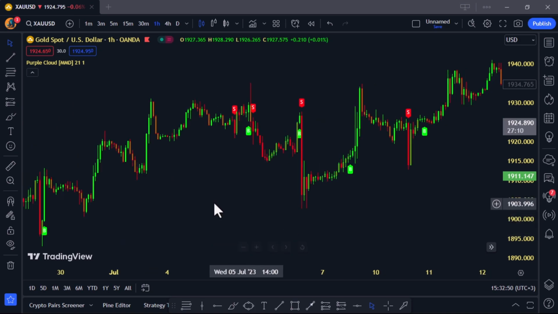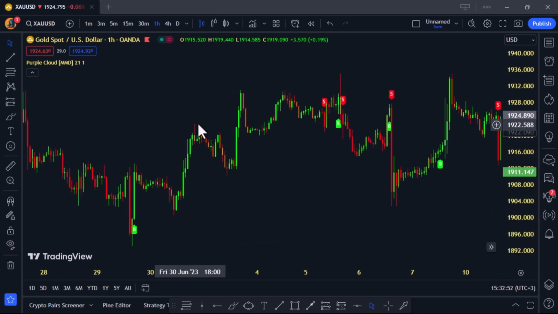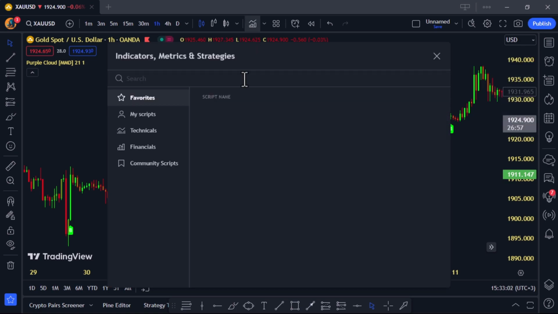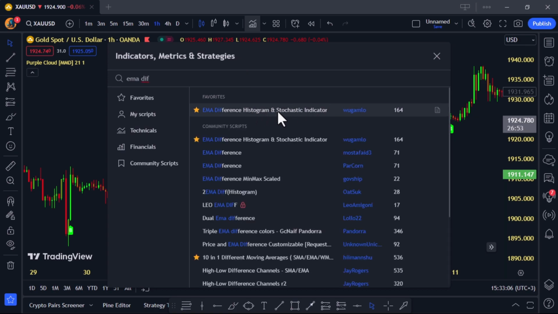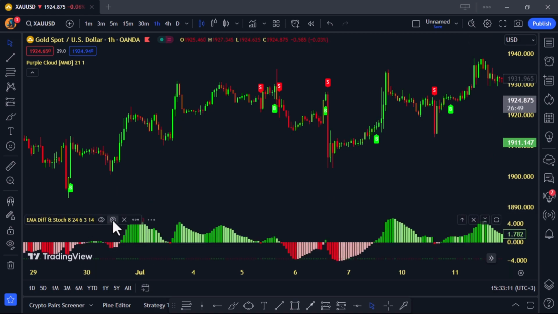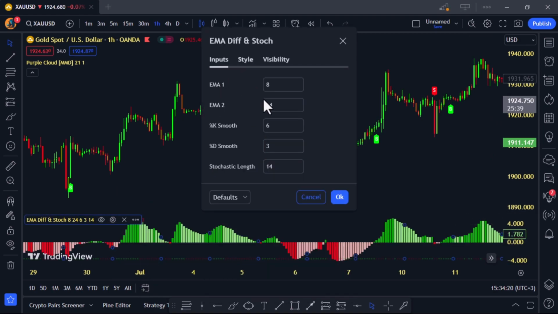This indicator is great for precise signals, but remember, in certain market conditions, it's important to have some filters in place. That's where two other free indicators come into play. The EMA difference histogram and the stochastic indicator is the first one. Once you've added it to the chart, it's time to fine-tune it as shown in the video.